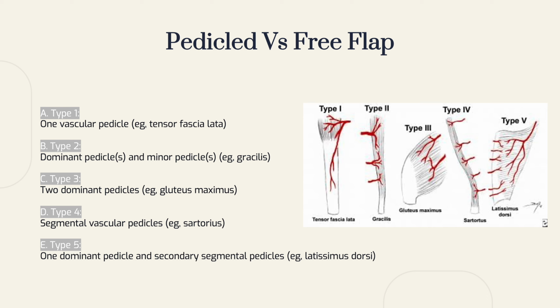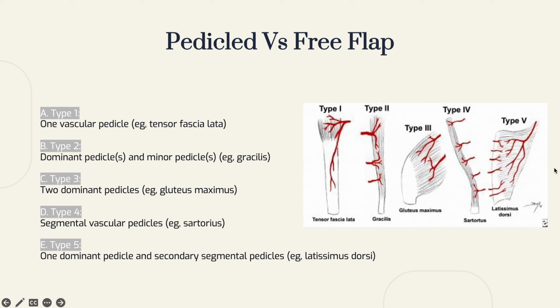As for type 2, on the other hand, such as the gracilis muscle, you have dominant pedicles and minor pedicles. So this is your dominant pedicle right here. These are your minor pedicles. This is what we used in facial reanimation and Bell's palsy, usually, most of the time. For type 3, such as the gluteus maximus muscle, you have 2 dominant pedicles. So if one pedicle was ruined for whatever reason, the muscle can still function with one major pedicle.